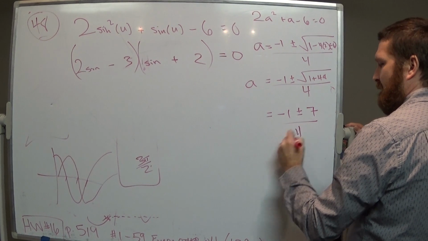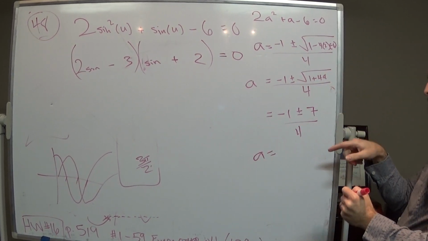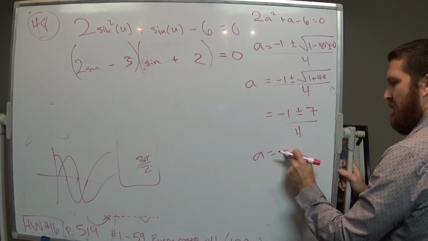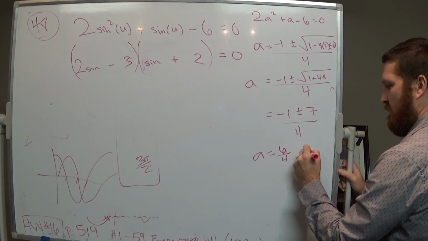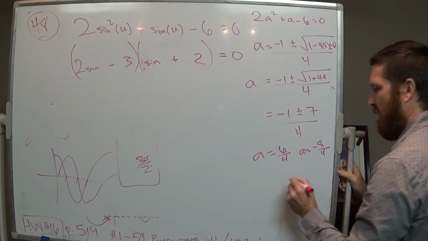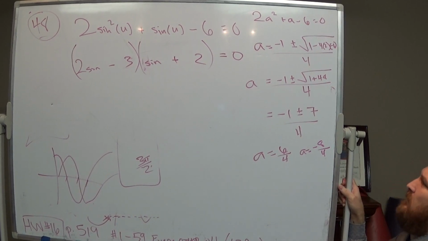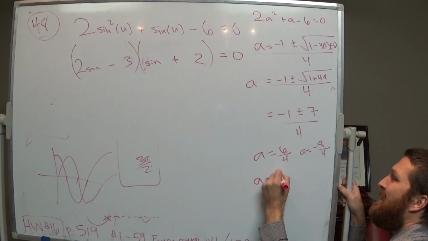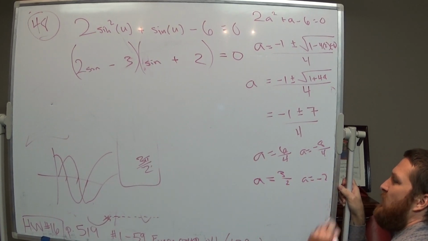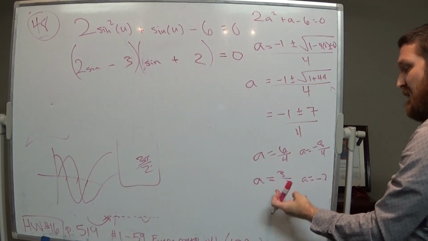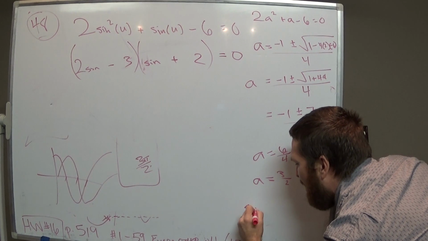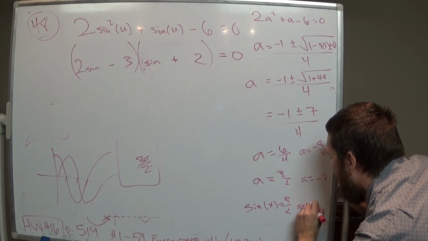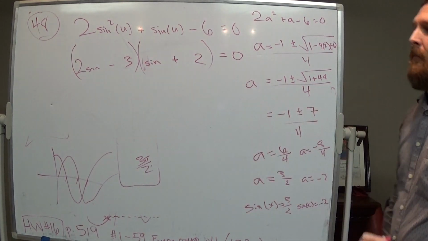over 4. So either it's 6 over 4 or negative 8 over 4. So 3 halves or negative 2. Hey, look at that. So it's either a equals 3 halves or a equals negative 2. Then you'd say, oh, it wasn't a that I cared about, it was sine. So sine of x is equal to 3 halves, or sine of x is equal to negative 2, which is what you would end up with if you factored it.